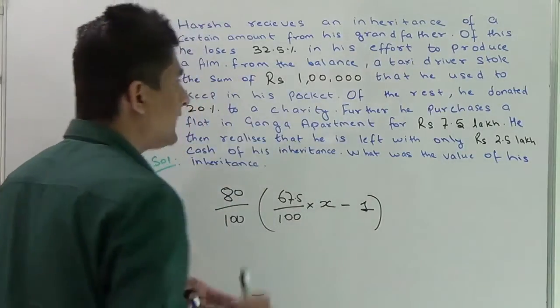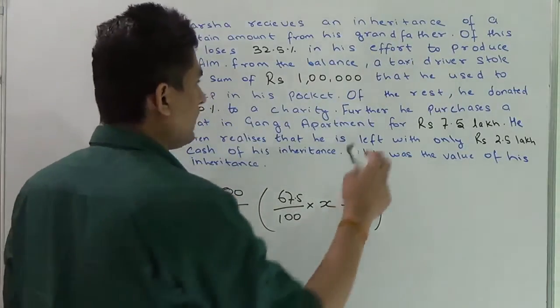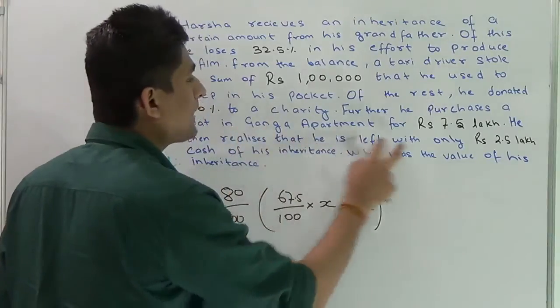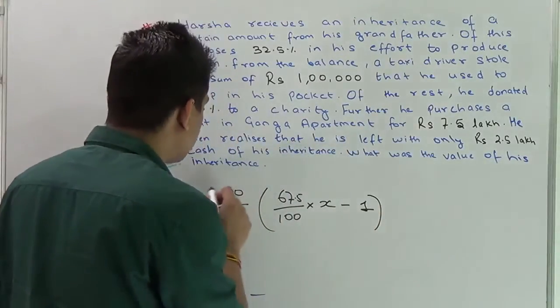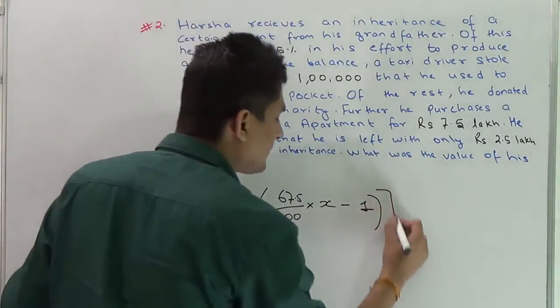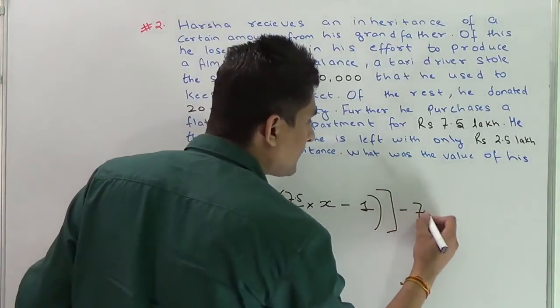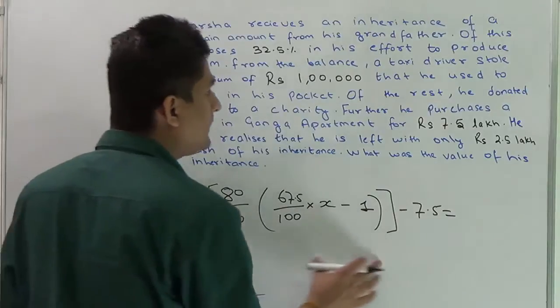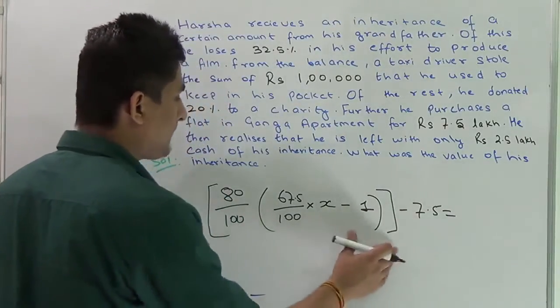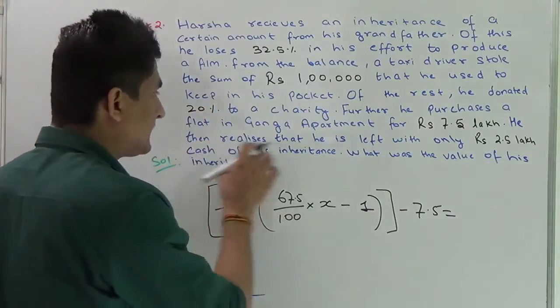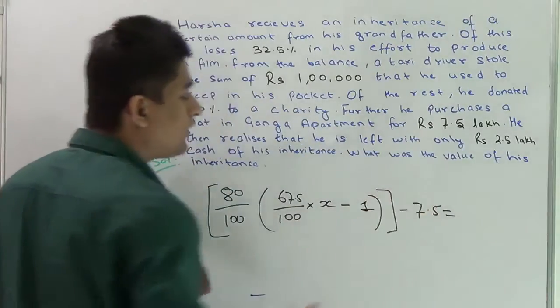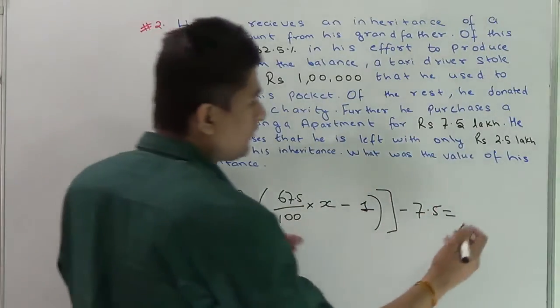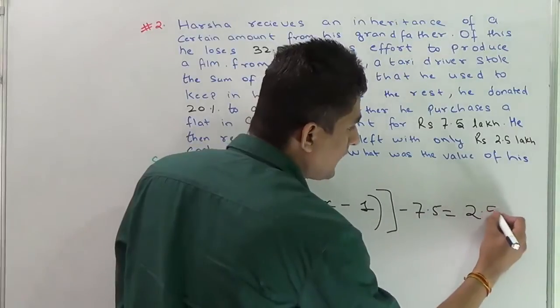Now he has further purchased a flat in Ganga Apartment for rupees 7.5 lakh. That means I have to deduct 7.5 lakh rupees again from his balance amount. So I have deducted 7.5 lakh rupees from his balance amount. Now he realizes that he is left with only rupees 2.5 lakh.